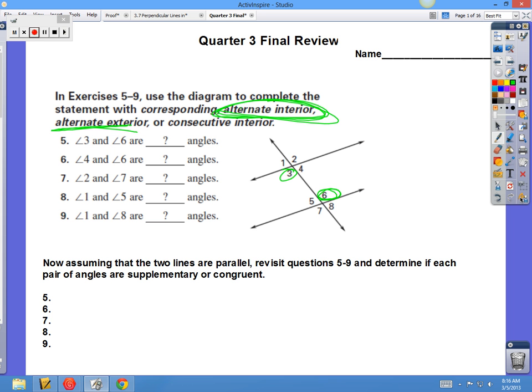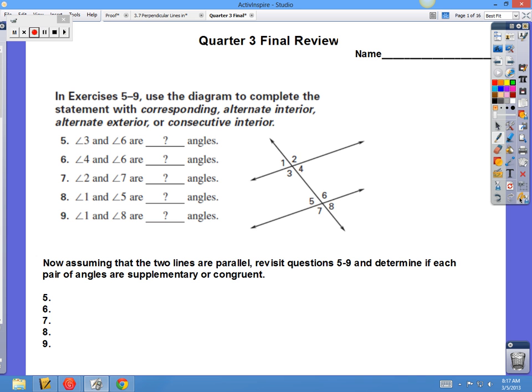Let's try number 7. 2 and 7. Okay, one is on the left and one is on the right, so they're going to be alternate, but one's on the top, one's on the bottom, so they're on the outside. So these guys are alternate exterior.